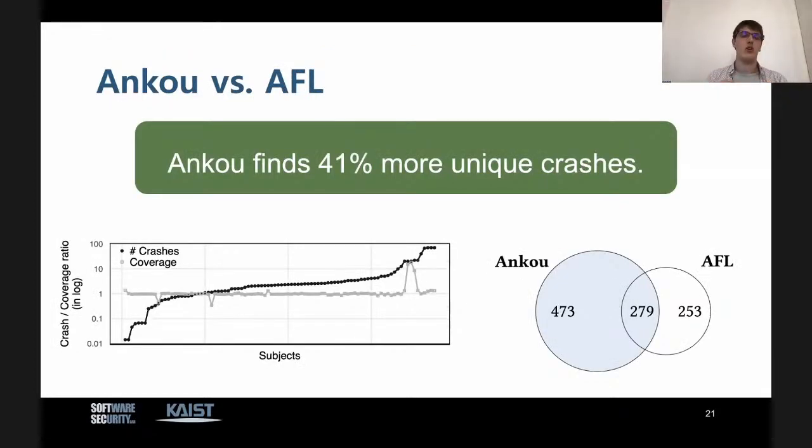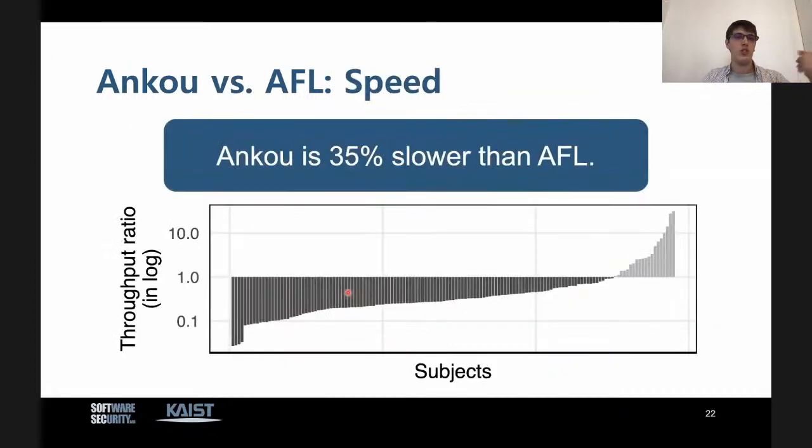Okay. So we also compared Enku to AFL, and the insight is that usually Enku and AFL reach the same coverage, but Enku finds 41% more crashes, which confirms our intuition that not only coverage matters, but also combinations of branches matter.